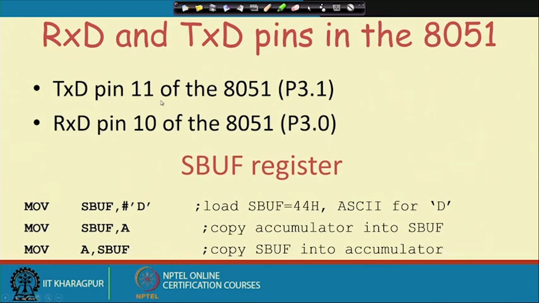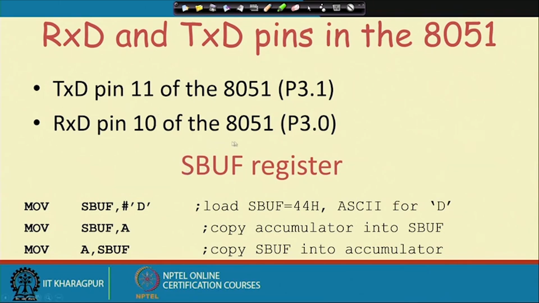In case of 8051, we have two dedicated pins, receive data and transmit data, RxD and TxD. So, these are the two pins in 8051 that we have, and they are again multiplexed. Unlike 8085, where we have the SID and SOD pins dedicated for serial communication, here it is not so. Here pin 3.0 is multiplexed with RxD, and pin 3.1 is multiplexed with TxD for transmission.